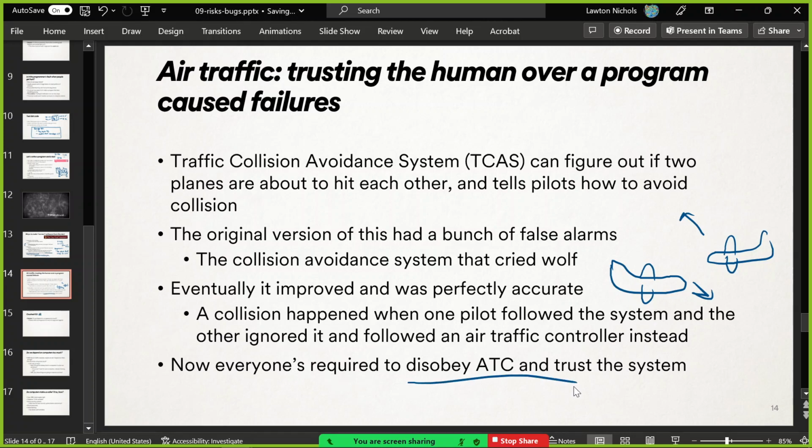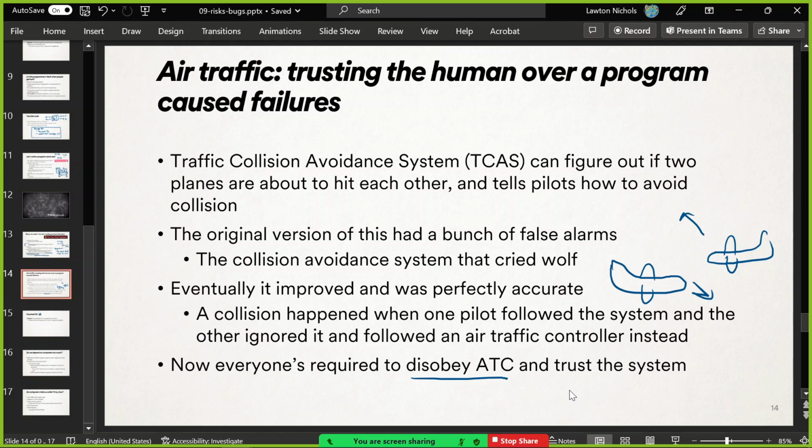and everyone is required to disobey the human now. The software is so important and considered to be so correct. Everybody's required to disobey the air traffic controller and trust the system, follow the TCAS system's requirements before any other human, because they are the ones that take priority now. Okay, that's an interesting idea. You're supposed to trust the computer over a human nowadays for certain things. Any questions, comments about that?